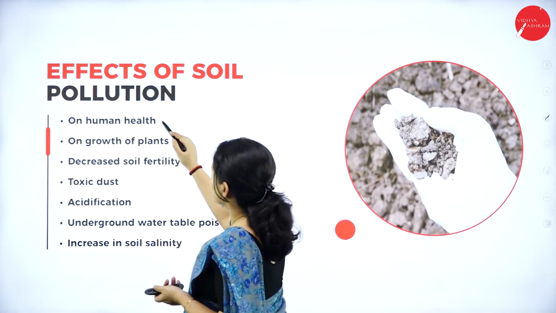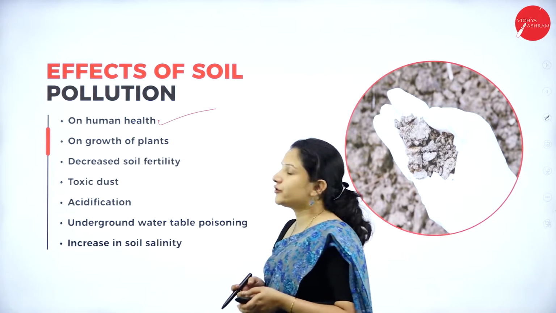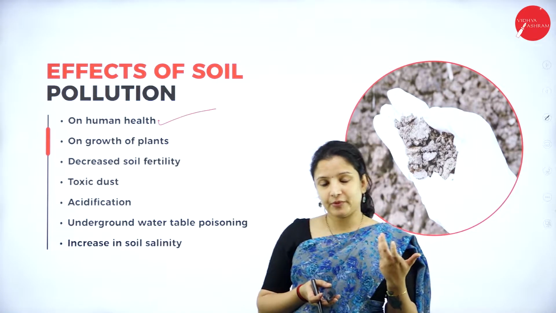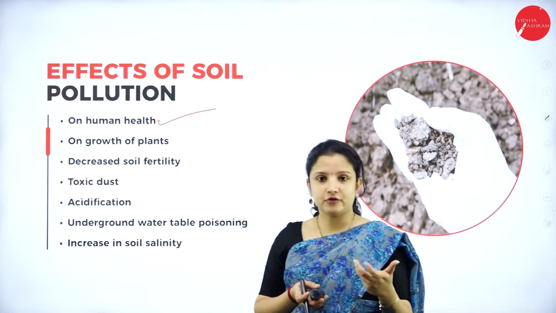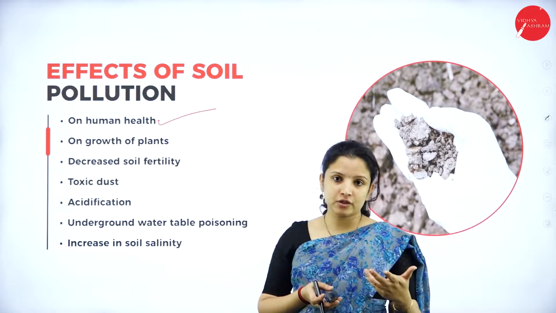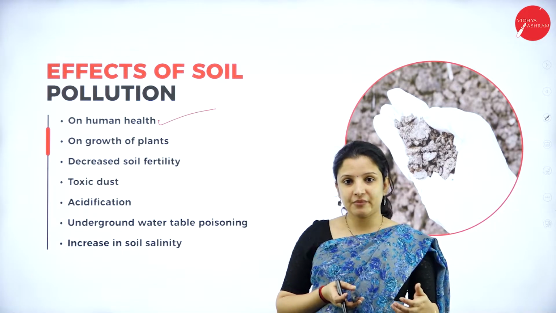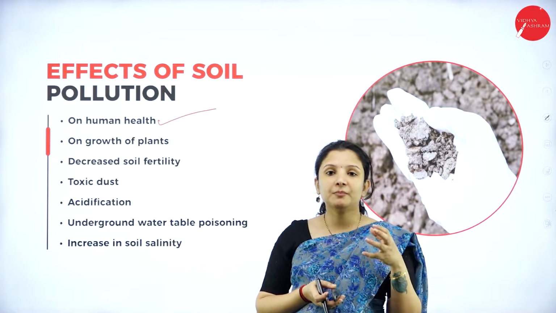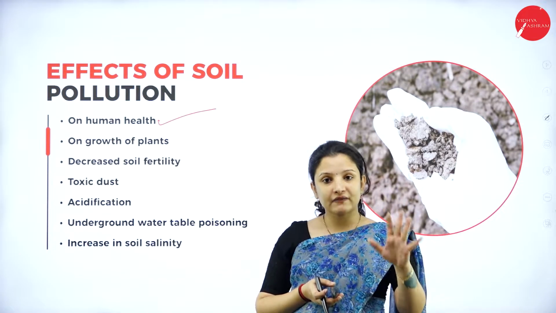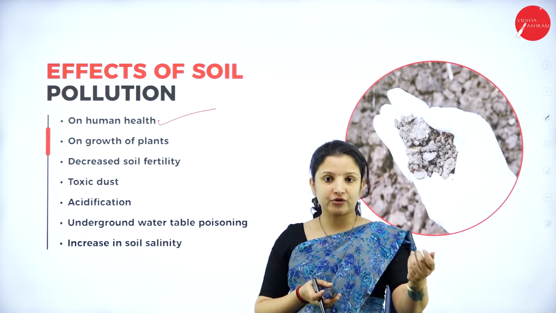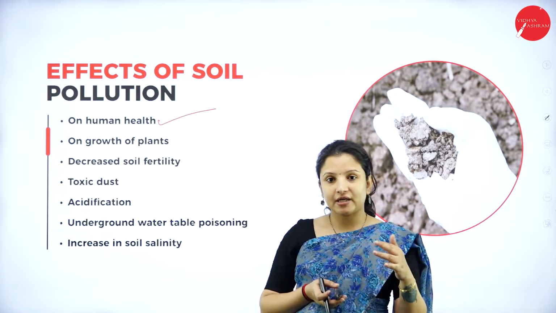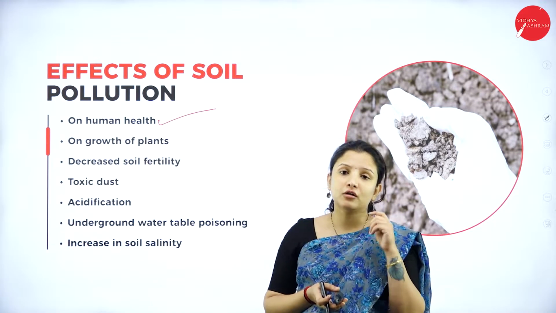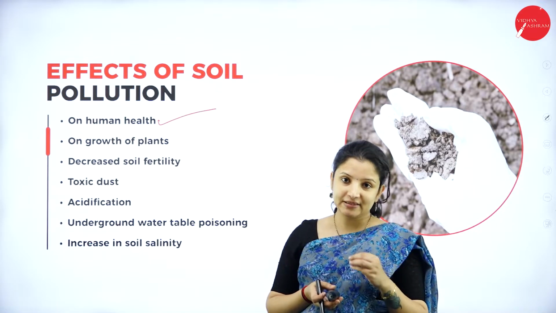Soil pollution can have a major effect on human health. How? We humans depend on vegetables or crop plants for food, right? So, if the soil is contaminated with heavy metals, there is a good chance that these heavy metals, such as cadmium, lead and mercury, can be taken up by the plants and deposited in the plant body, and when we human beings consume it, it can cause a lot of ill effects on us as well.